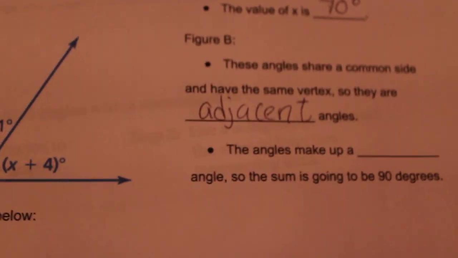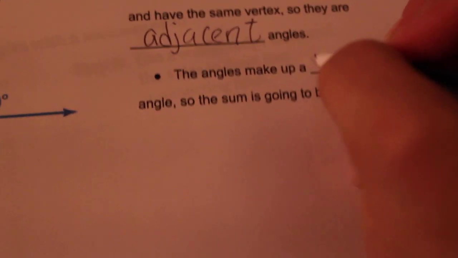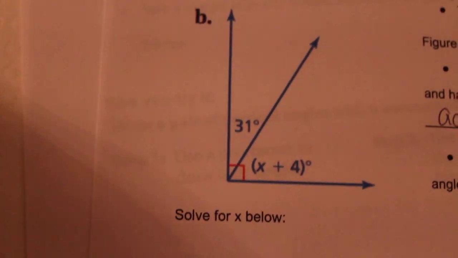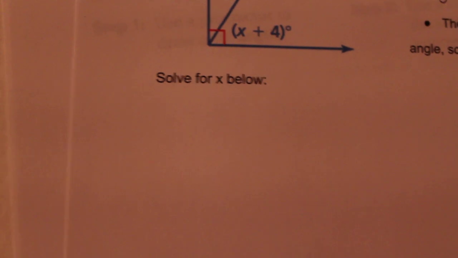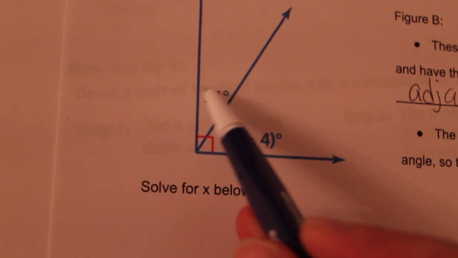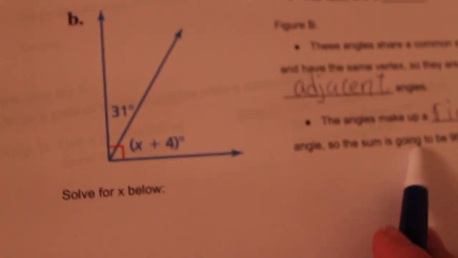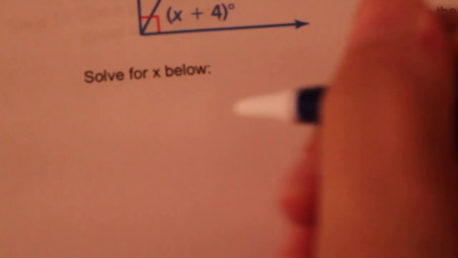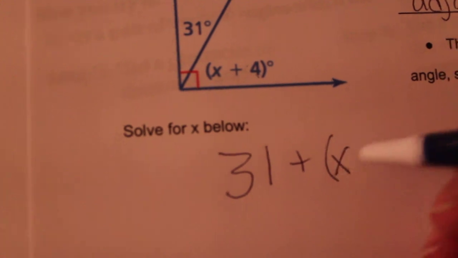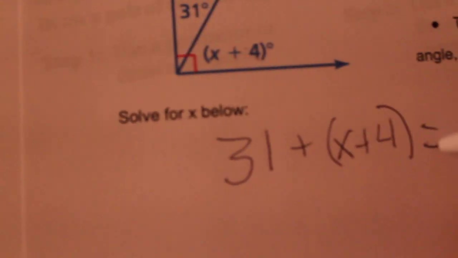The angles make up a right angle, so the sum is going to be 90 degrees, because we know that anything that has this little box in the corner is 90 degrees. It's a right angle. So we're going to solve for x. We can use what we know now to solve for x. We need to set these two to be added together to equal 90 degrees. So we're going to write in 31 plus x plus 4 equals 90.